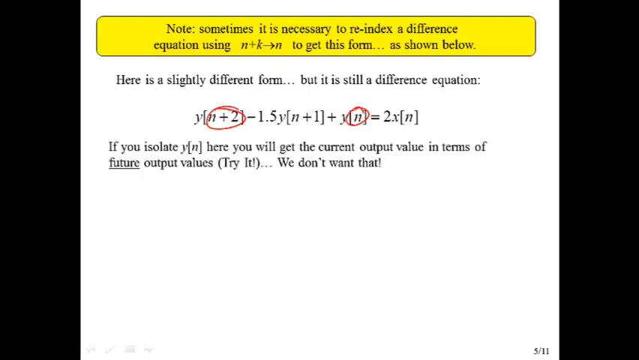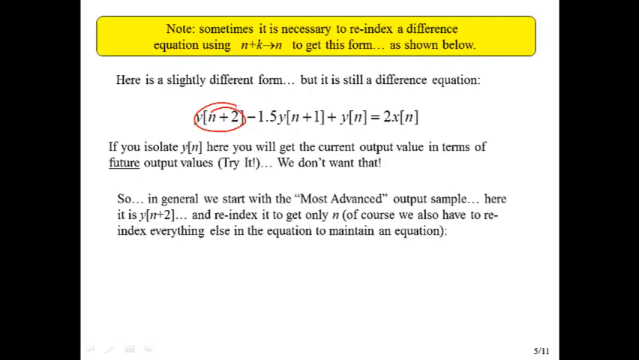But the problem is that if you try to isolate this y of n here and pull everything else over to the other side, you will find out that you cannot recursively solve for y of n because you need future values. You'd put in, say, n equal to 5, you'd need n equal to 6, and you'd need n equal to 7, but you haven't solved for those yet. We don't want that. So what we really need to do is isolate this, but it's helpful to actually just re-index this.